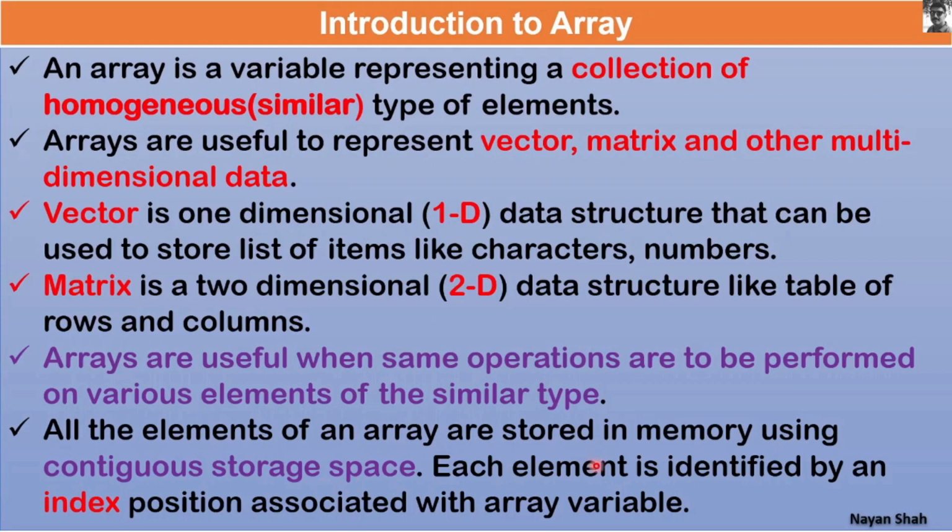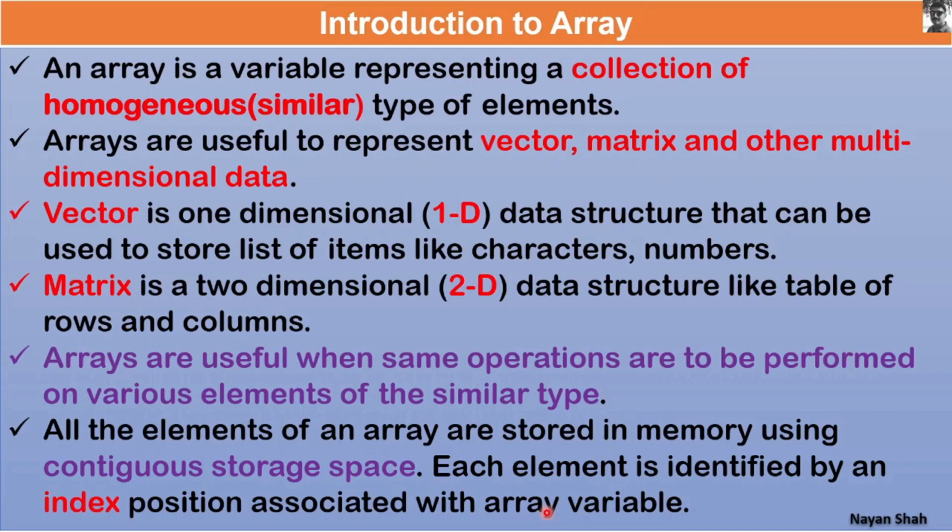Each element of an array is identified by an index position. So every element of an array is identified by its index position, which is associated with the variable which creates the array, or the array variable. So this is a simple introduction of array. Once again, remember array is used to store homogeneous or similar type of values under one name.